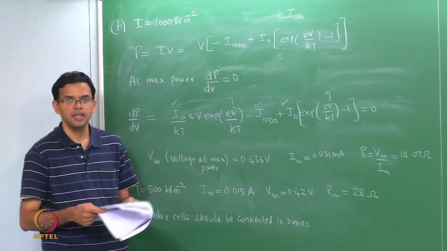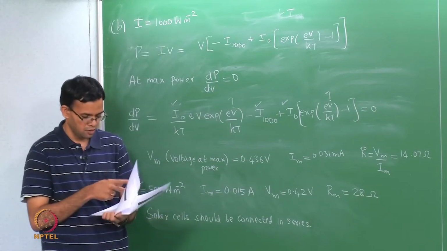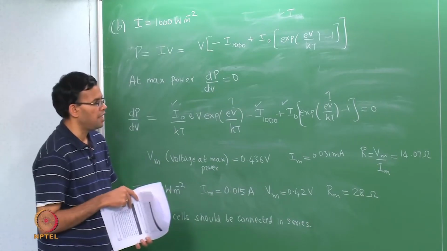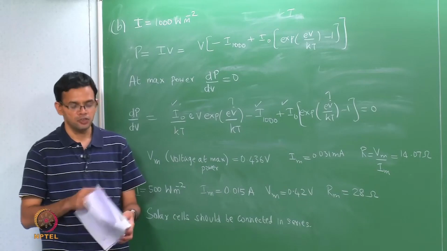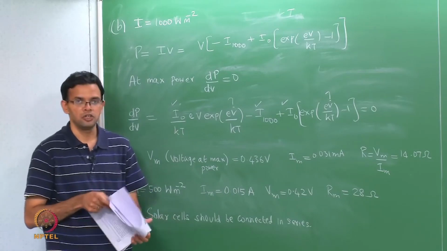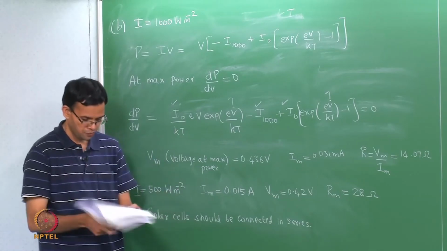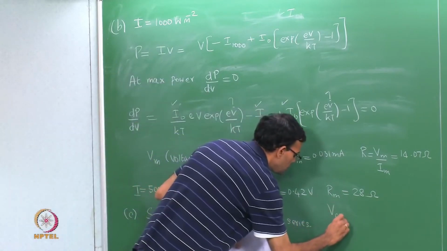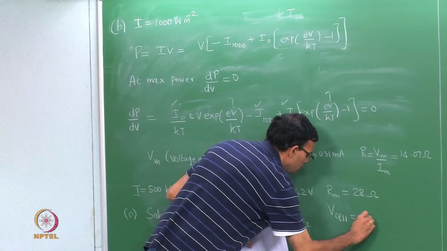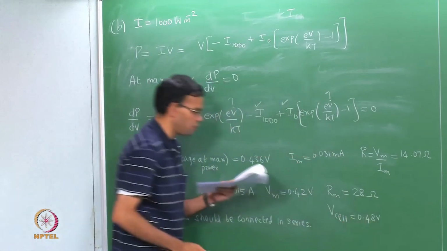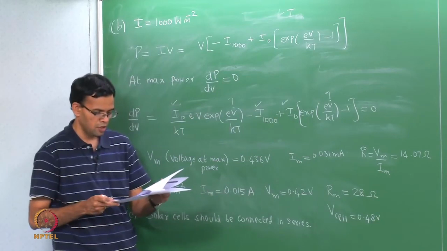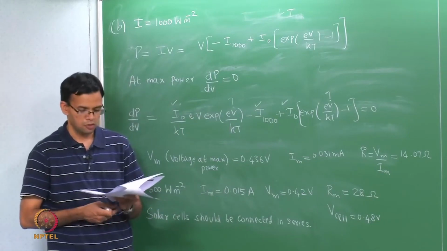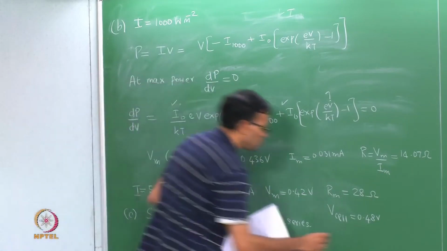So, if you look at the initial operating condition that was specified in part A, the voltage for each solar cell is 0.48 volts. So, voltage per cell is 0.48 volts. We basically want a total voltage of 3 volts.